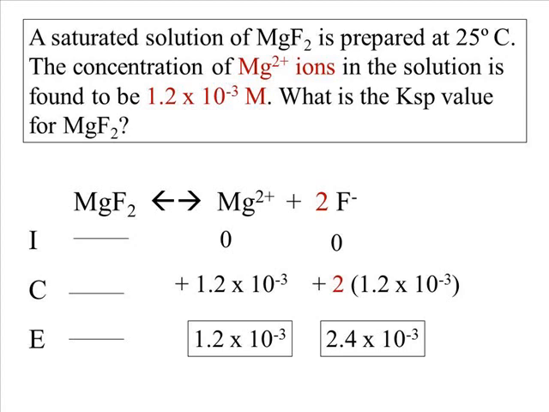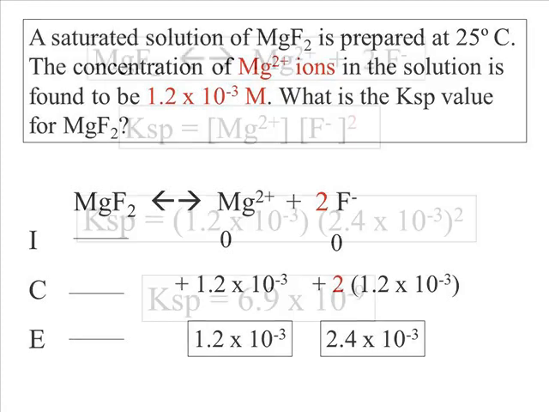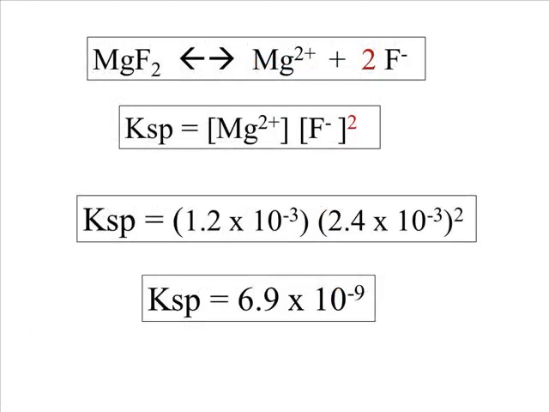Here's another similar problem. This time, they give you the concentration of the magnesium ion. And looking at the equation, you can see that you would have twice that concentration of fluoride ion. So put in your magnesium ion, double it to get the fluoride ion. Put it into the KSP expression, so not only have you doubled the fluoride ion, you also now must square that value to get the KSP.